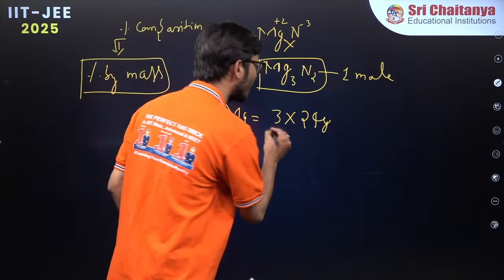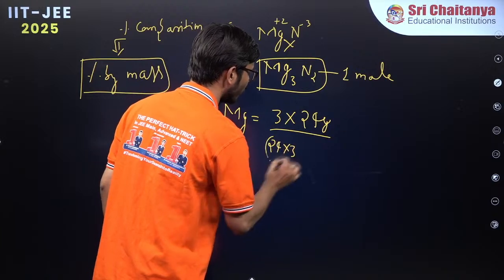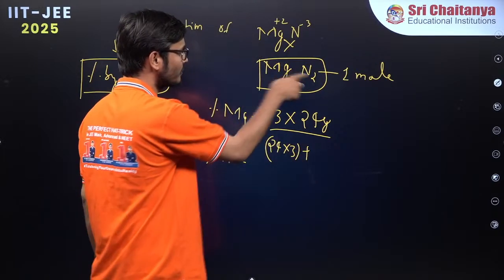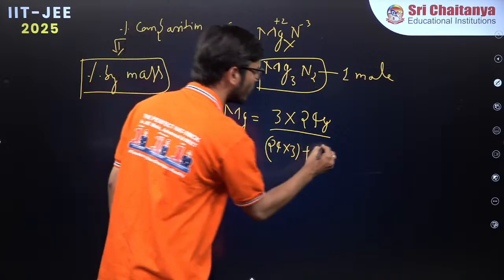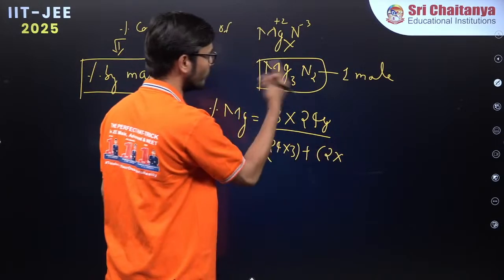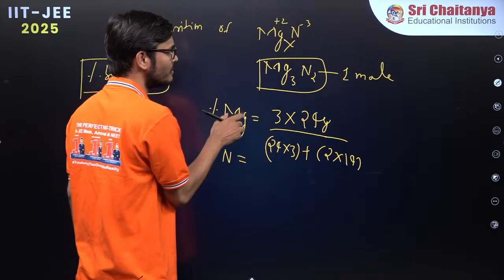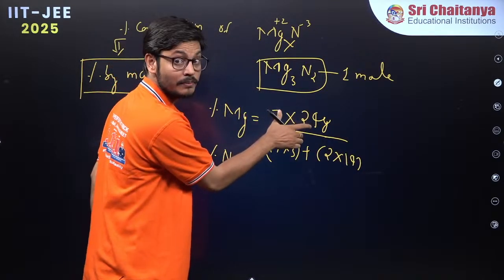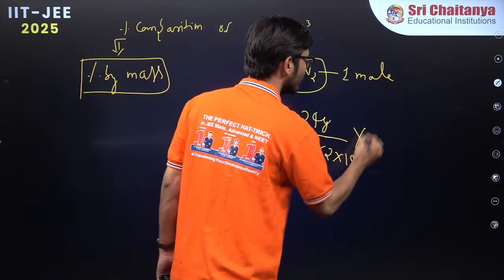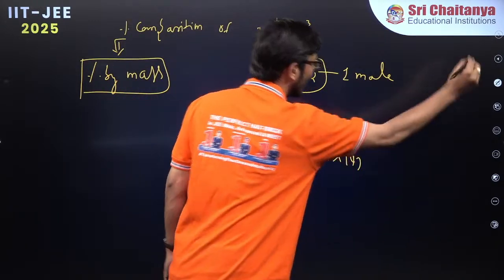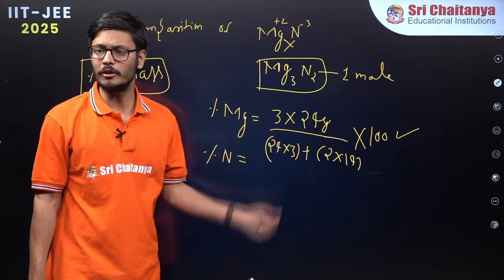And what is the total mass of the compound? So this is 24 into 3 grams for magnesium. And for nitrogen, what will it be? 2 into mass, which is 14. So percentage of magnesium is total mass of magnesium divided by total mass of the compound into 100, isn't it? So whatever value comes, that is the percentage of magnesium.